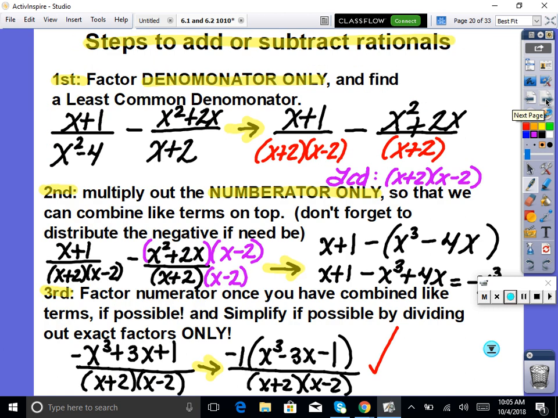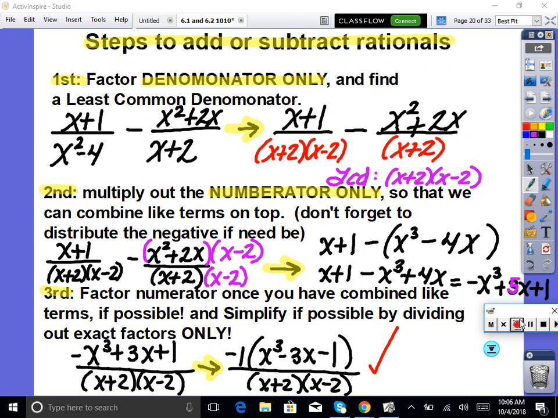Here are the steps we need to take when adding and subtracting rational expressions. So they have similarities and differences, and you cannot confuse them. Take a picture. Factor the denominator only. How is that different than the last one? We factored all of it. This is really important to remember. We only factor the denominator when adding and subtracting. That's step 1.